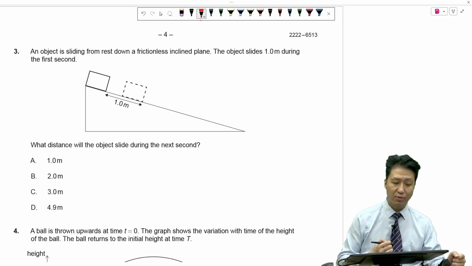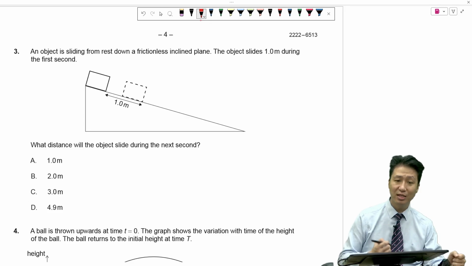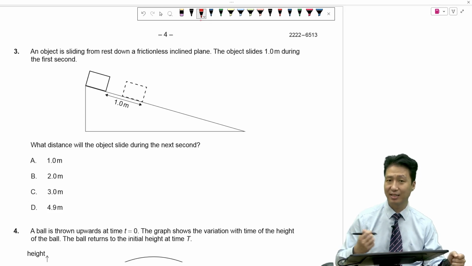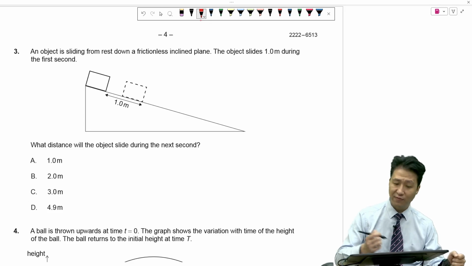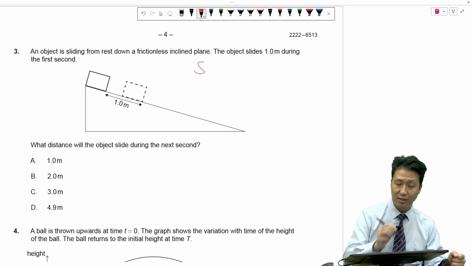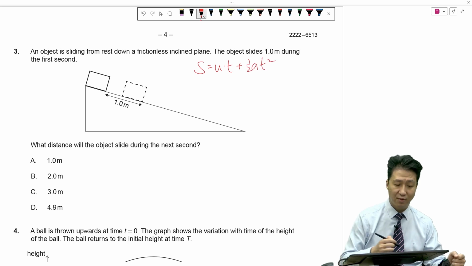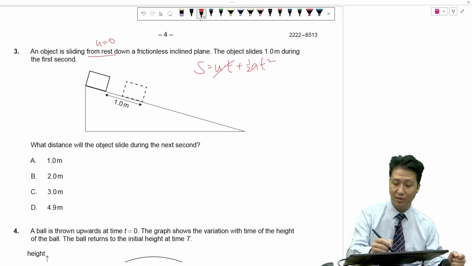In the third question, question number 3, it says an object is sliding down a frictionless inclined plane. The object slides 1 meter during the first second, and it asks what distance will the object slide during the next second. So first, we're going to use the equation where S equals initial velocity times time plus 1/2 acceleration times time squared. First things first, it slides from rest, so the initial velocity is 0. Therefore, this term cancels. Just erase it to make it more simple.